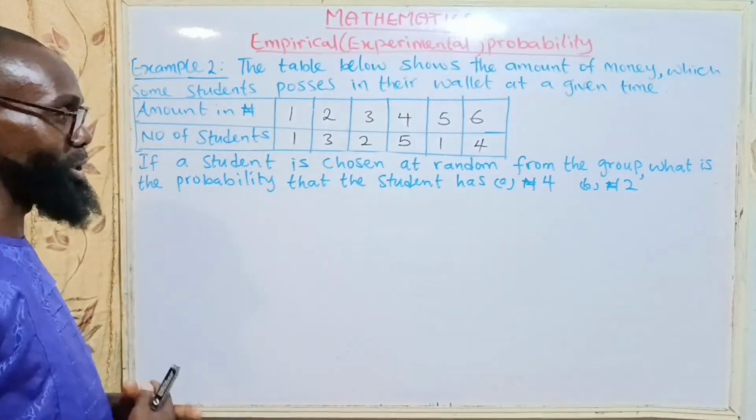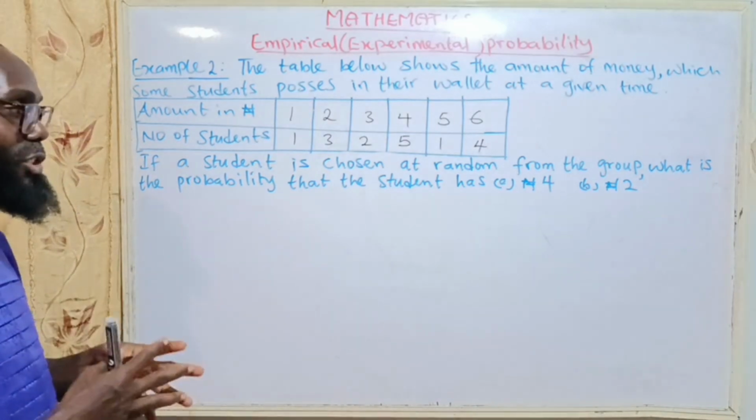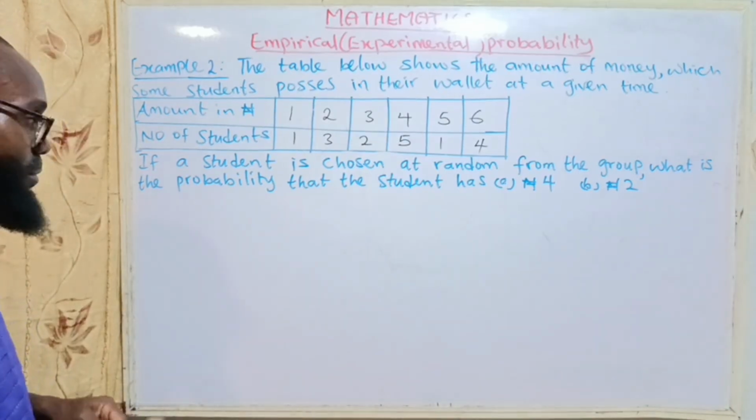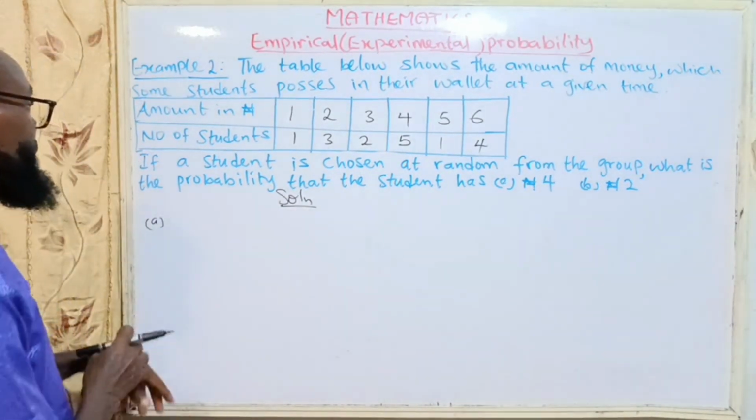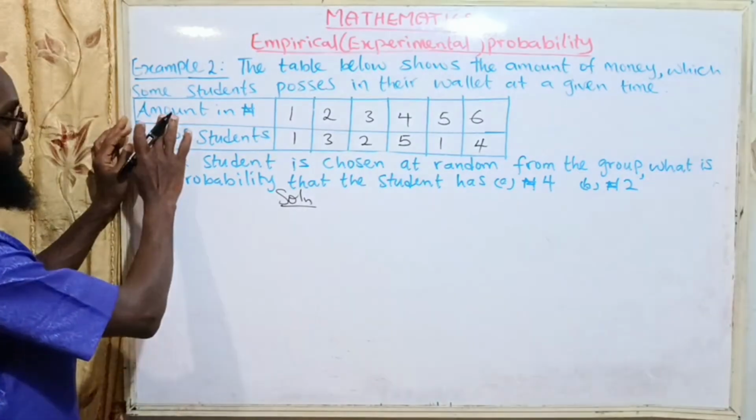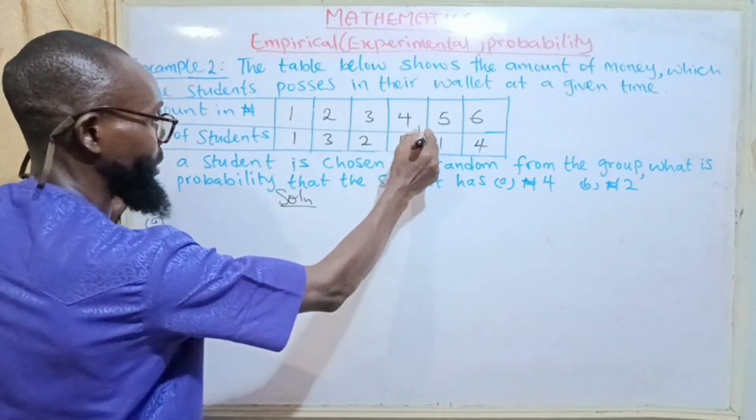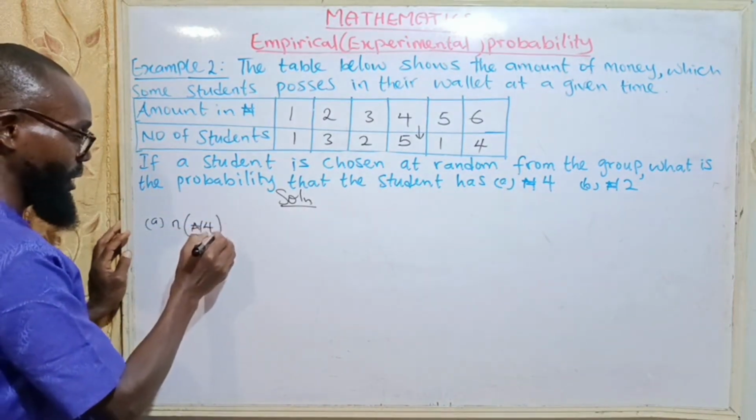If a student is chosen at random from the group, what is the probability that the student has A, 4 naira, B, 2 naira? Question A. Number of students that have 4 naira. This is naira. Then you go to this 4, you trace it downward. So number of 4 naira, how many?